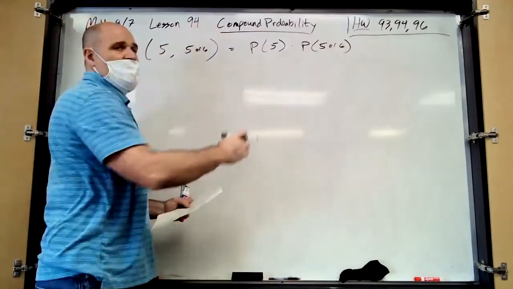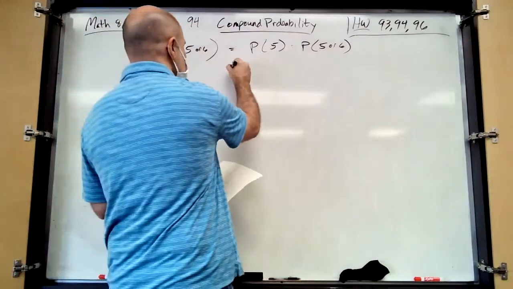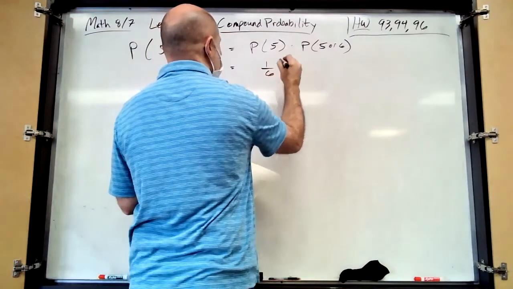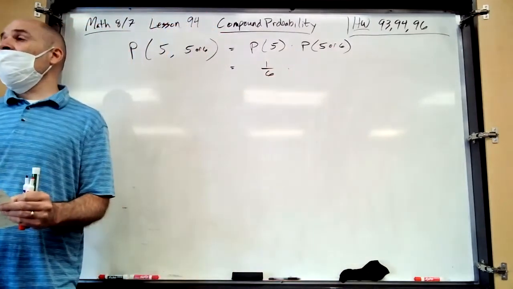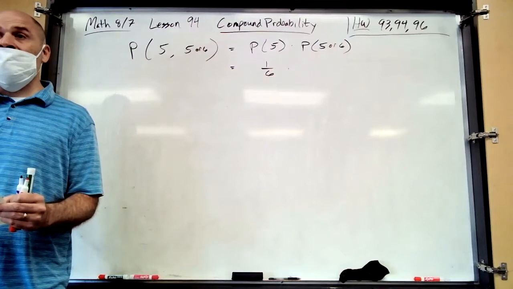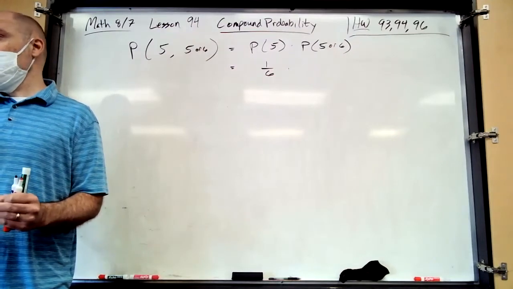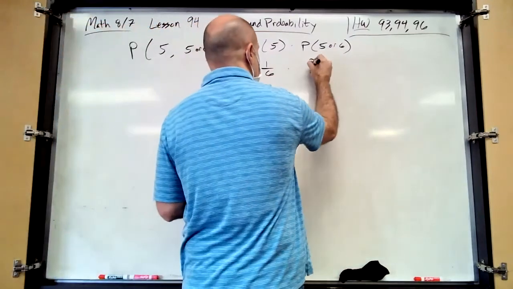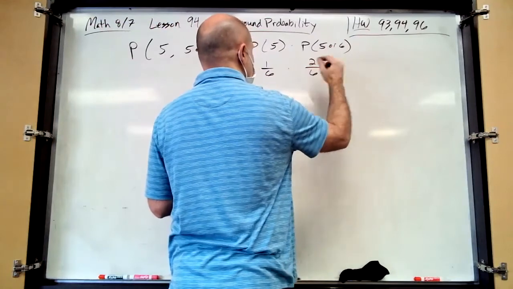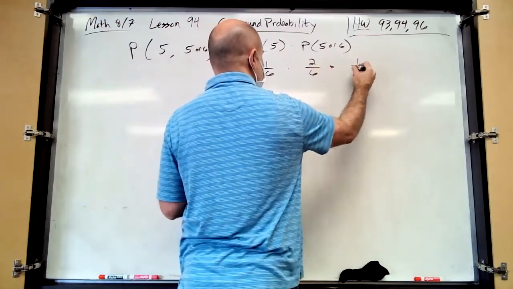What's the probability of rolling a 5? 1/6, right? What's the probability of rolling a 5 or 6? 2/6. 2 out of 6, right? So you get 2/36, which is 1/18.